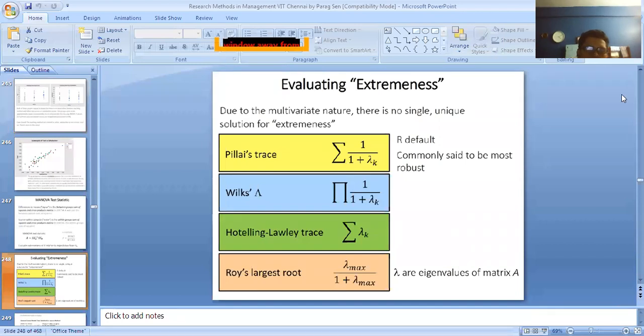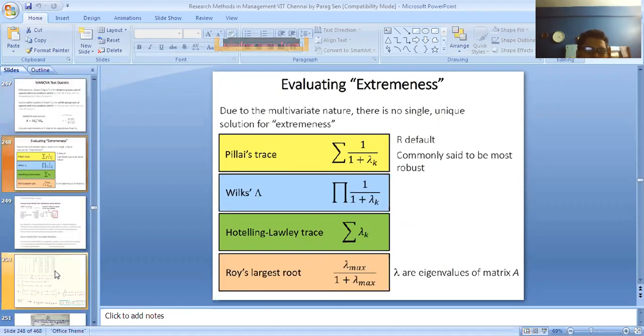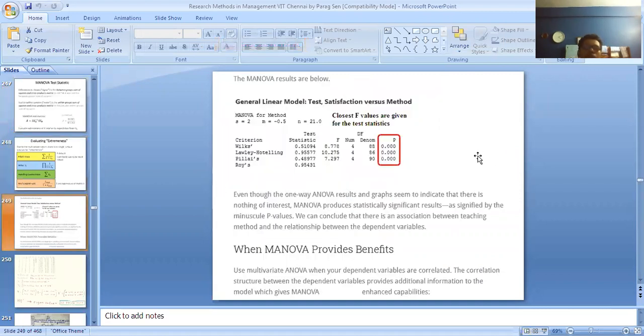And there are several tests: Pillai's trace, Wilks' lambda, Hotelling-Lawley trace, and Roy's largest root. These are actually used to evaluate the extremeness. Just take a look at this output. Suppose you are performing some analysis using MANOVA, using, suppose, Minitab software. So what kind of outputs will you get? You will get this sort of output.